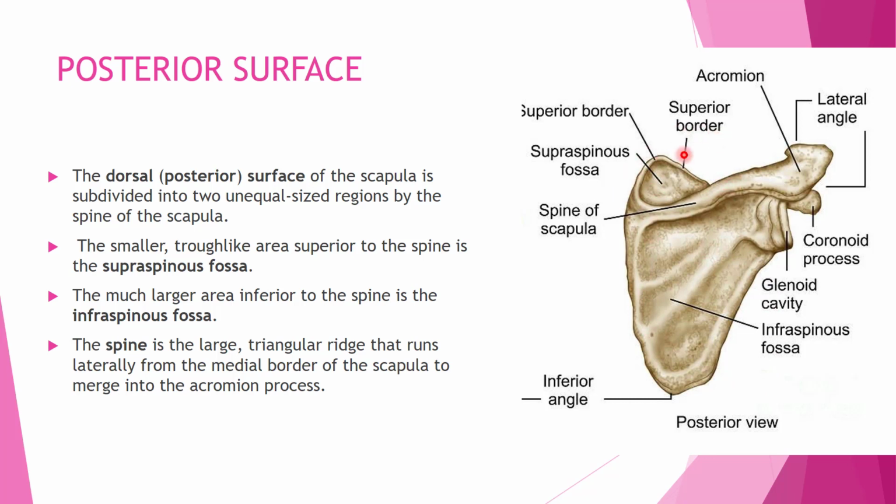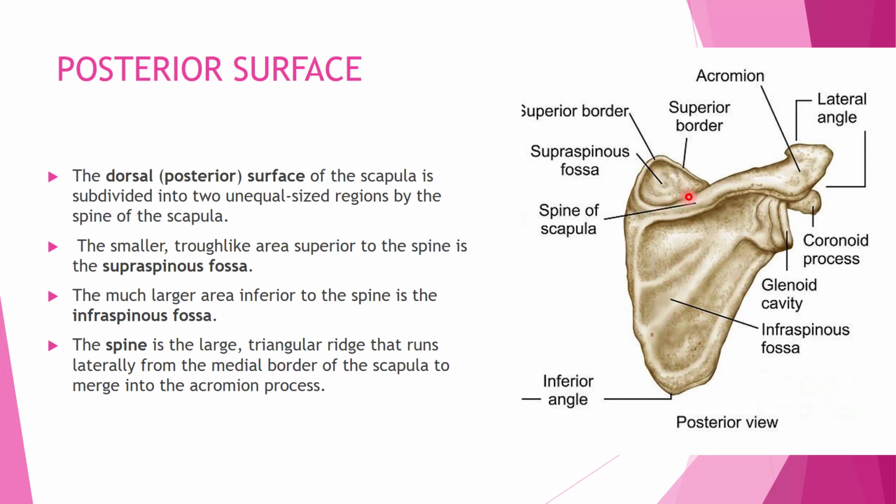The smaller trough-like area superior to the spine is called the supraspinous fossa. Why is it called the supraspinous fossa? Because it is above the spine. And a much larger area inferior to the spine is called the infraspinous fossa.